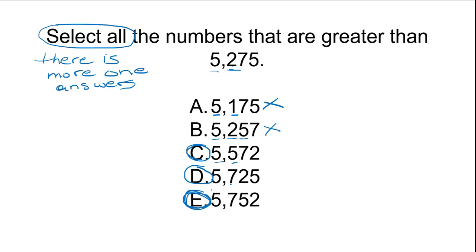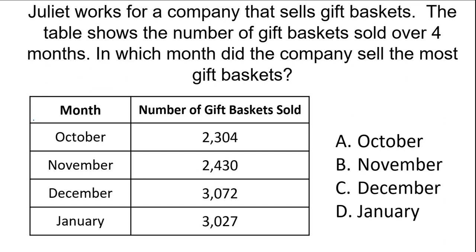Let's try the next one. So Juliet works for a company that sells gift baskets. The table shows the number of gift baskets sold over 4 months. In which month did the company sell the most gift baskets? So we're looking at the months October, November, December, January. What we're supposed to do, right? Did you figure out that we're looking for the greatest number?